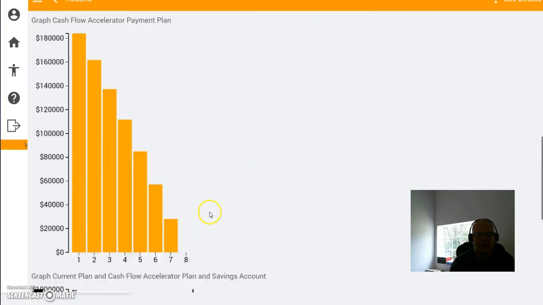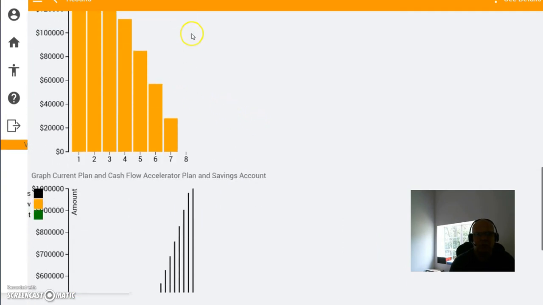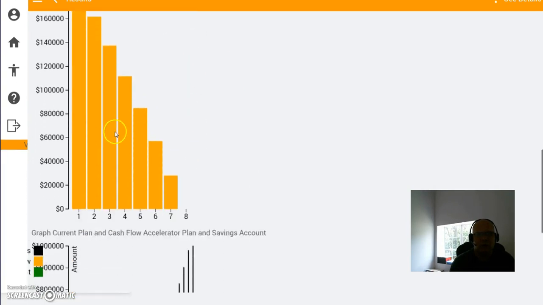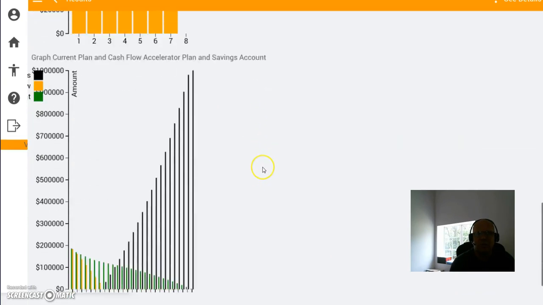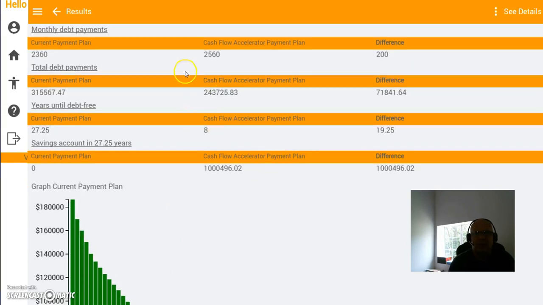It also gives you some nice graphs, which shows the current plan, shows you what our plan is, and then gives you a comparison of the two. Also, like I said, it gives you a breakdown here. So let's go through that breakdown. Your monthly debt payments are $2,360. If you pay that, it's going to take you 27.25 years to get out of debt. You will have repaid almost $16,000, and at the end of 27.25 years, you'll be debt-free. You'll have zero savings at that time, but you will be debt-free.